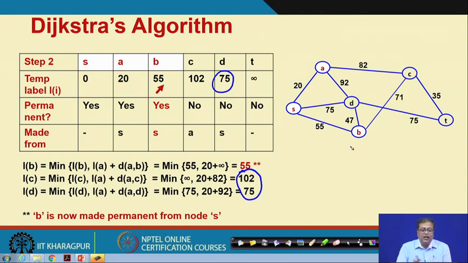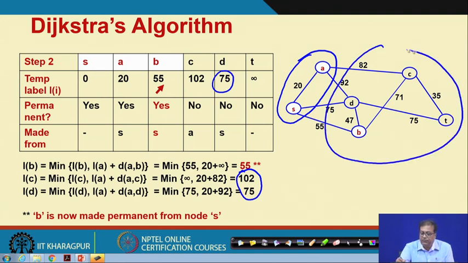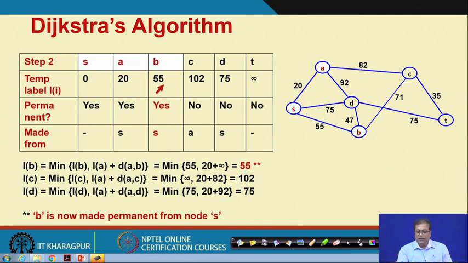But then after having computed these values, we find that out of the remaining, because earlier we had S and A permanent, these two were permanent. Now, out of the remaining 4 values, in the 2 different clusters, which one is the minimum? The minimum is 55. Since 55 is minimum, that is how we make B permanent. Is it okay? Now B is permanent, and then we see further distances from B. How do we do that?